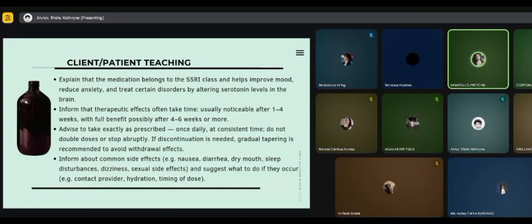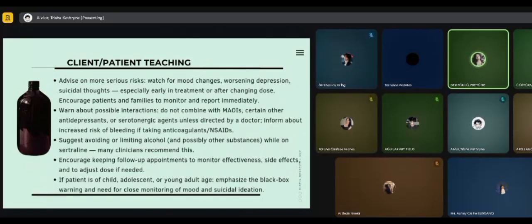Never stop the medication abruptly. Tapering must be done with medical guidance. Report any worsening mood, suicidal thoughts, or any behavioral changes. Watch out for symptoms of serotonin syndrome: shivering, high fever, agitation, and confusion. Avoid alcohol use because it can worsen side effects like dizziness or drowsiness.